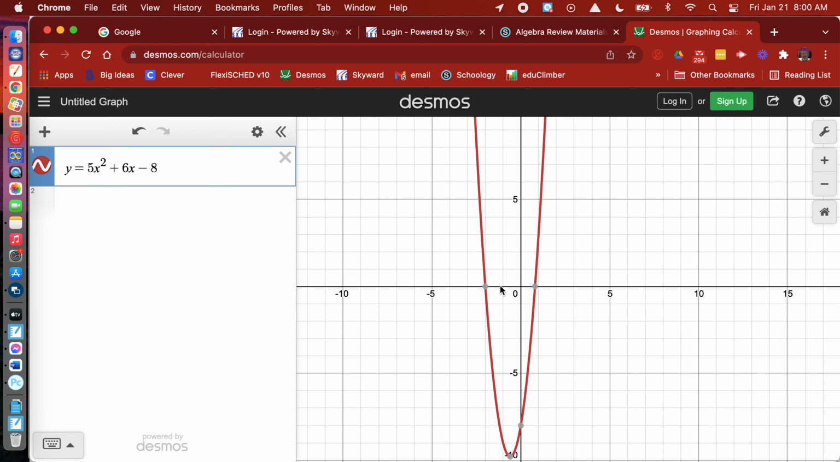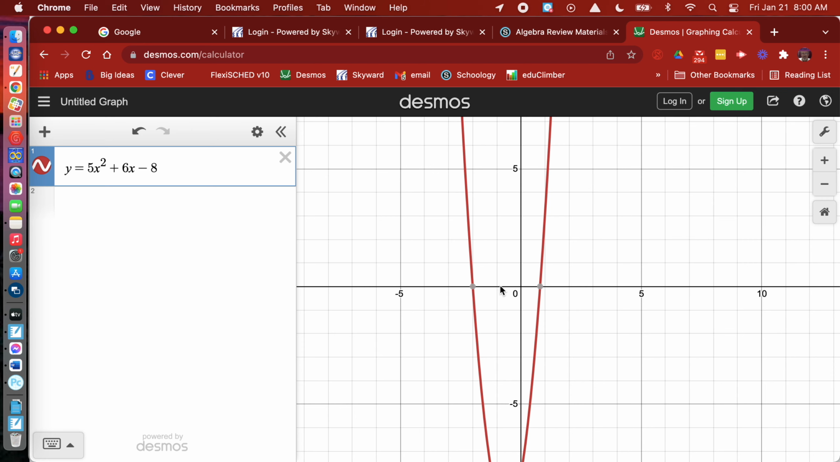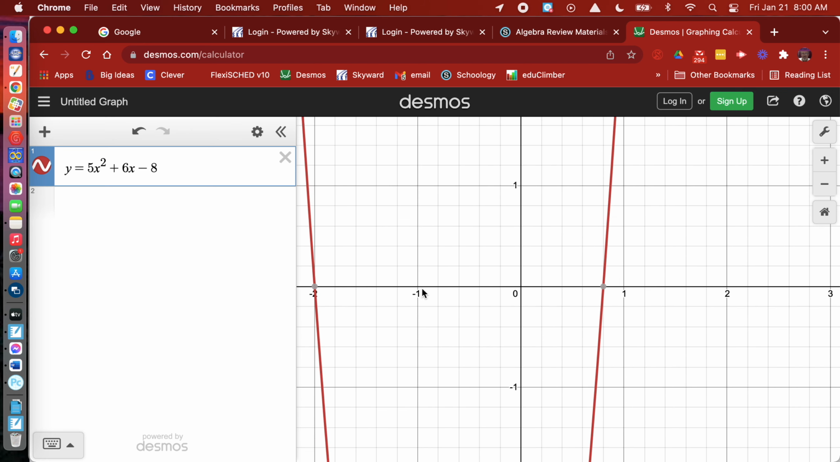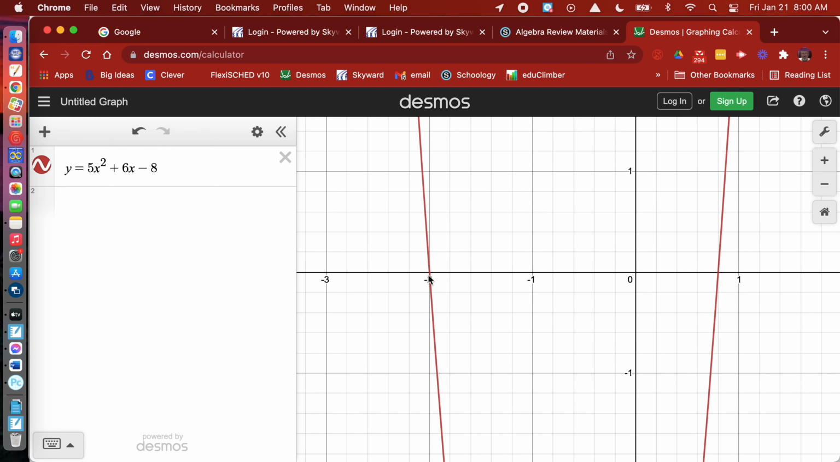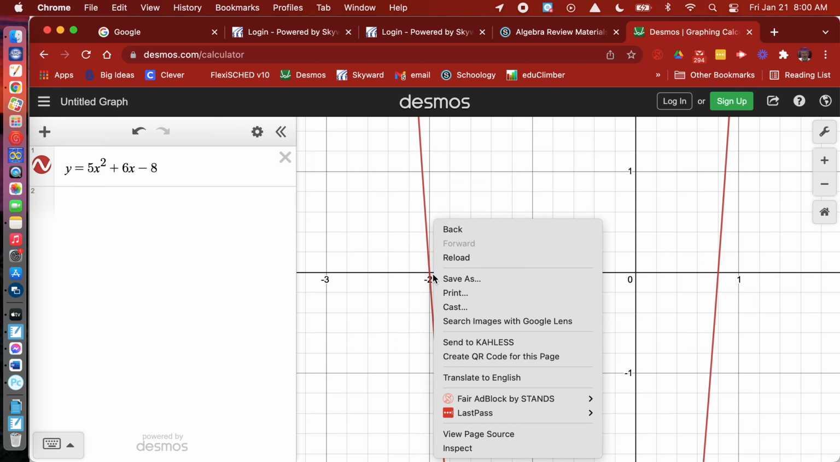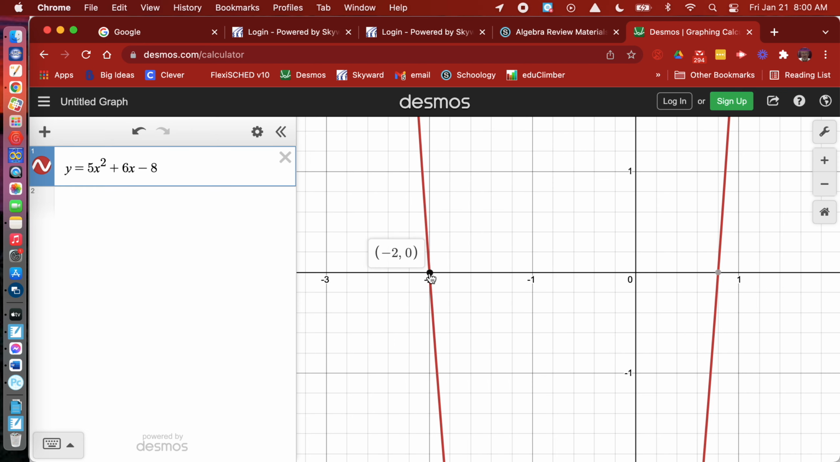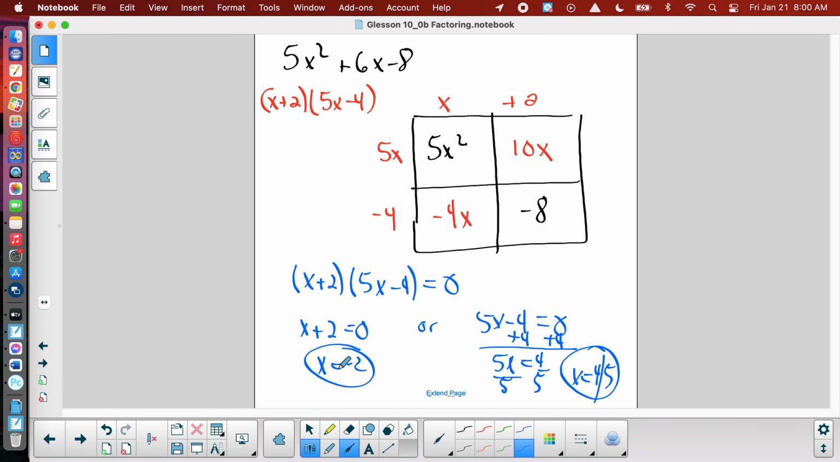It's a parabola. We aren't graphing, so don't worry. But what I want you to notice is where does this parabola cross the x-axis? Right there at negative 2, 0. And right there at 0.8 or 4 fifths, 0. That's where this graph crosses the x-axis. What were the solutions I came up with here? Negative 2 and 4 fifths.